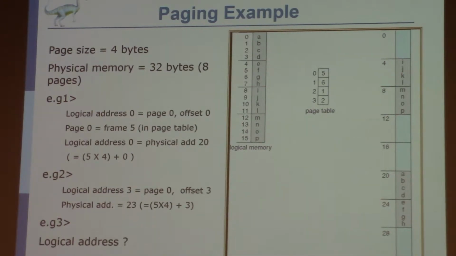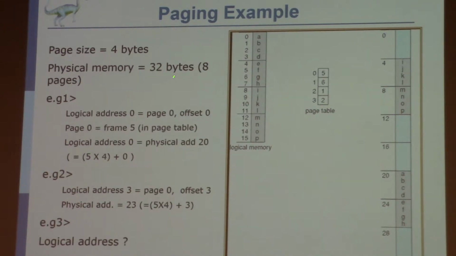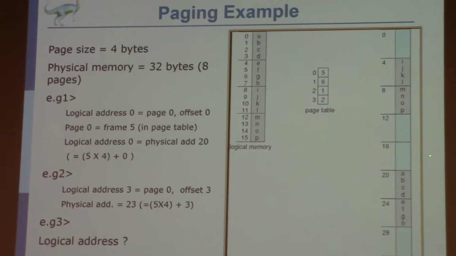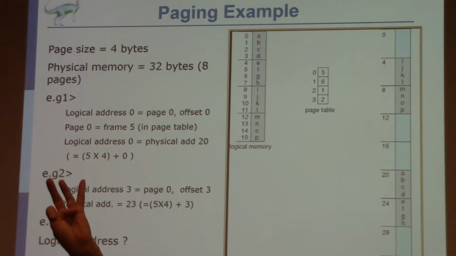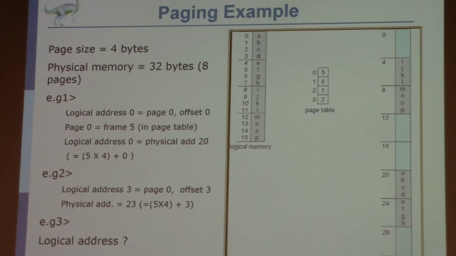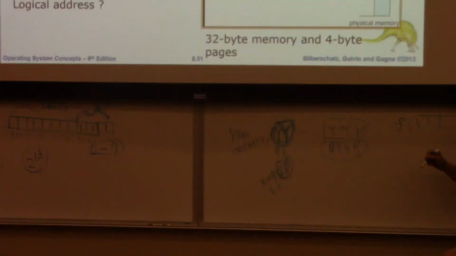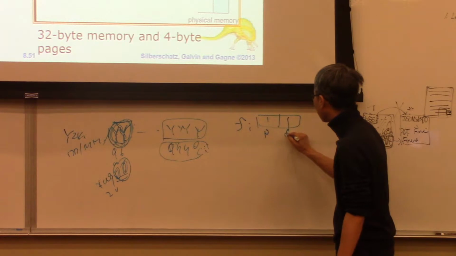Total 8 page frames. So as you can see, it's 32 bytes of physical memory. For example, to represent the logical address, you should have page number plus the offset. So for example, what about F? F is page number what? 1. F is page number 1 and offset? 1. 0, 1. Always start with 0. So 1 and 1. This is the page number, this is the offset.